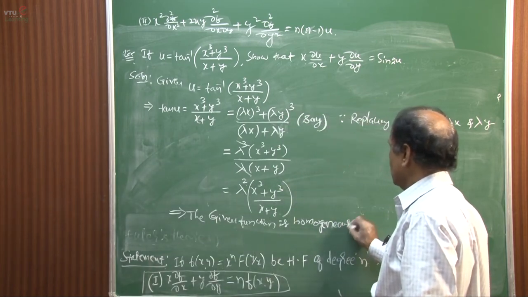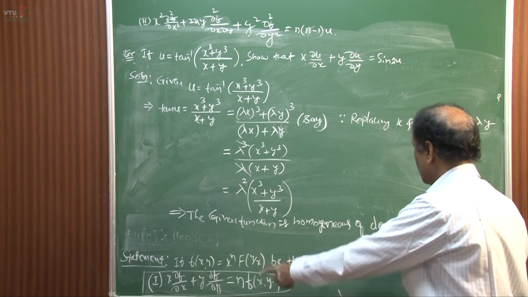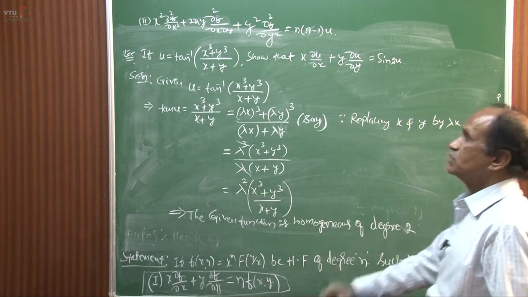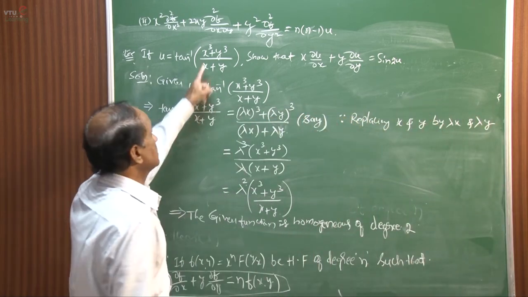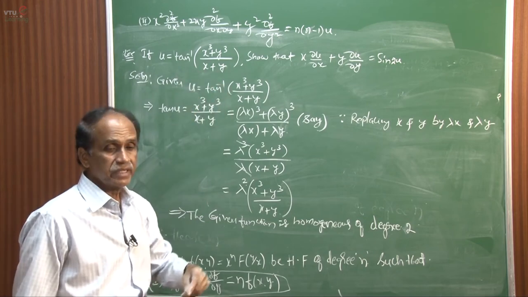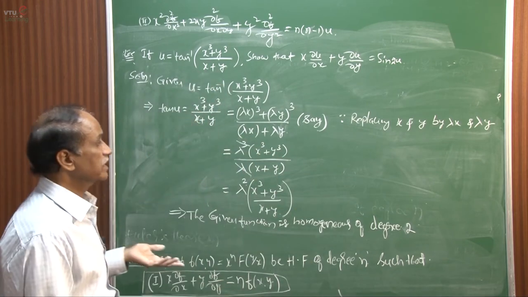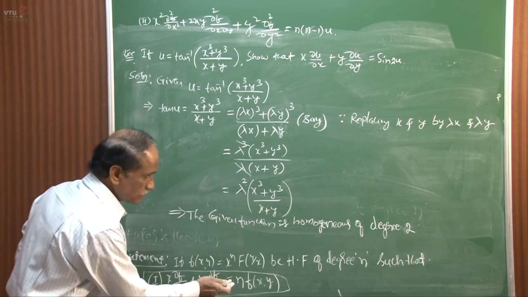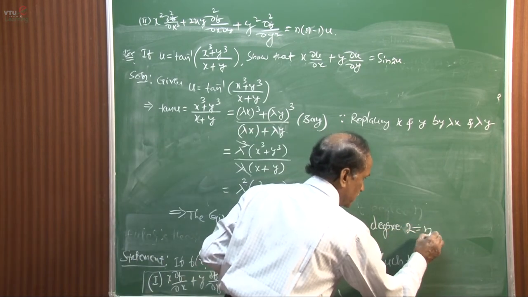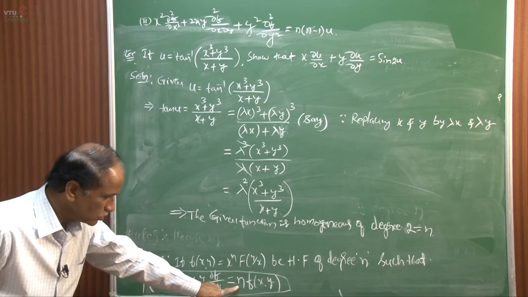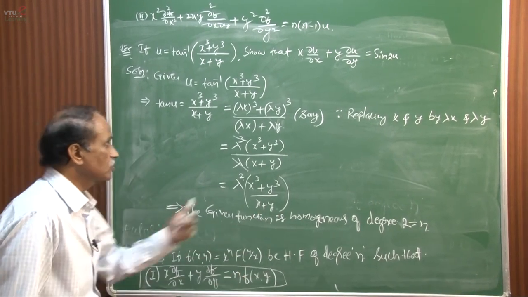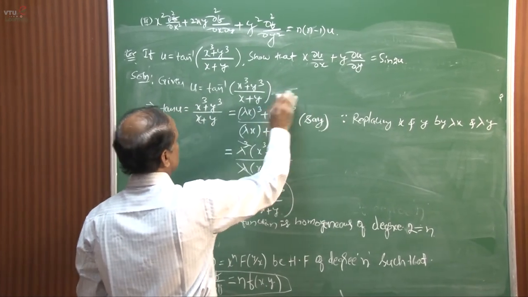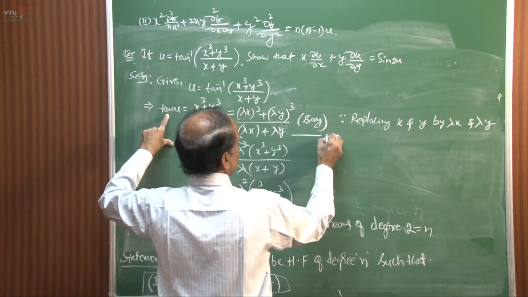The given function is homogeneous of degree, whatever this power is, that is to be written, that is degree 2. This is homogeneous of degree 2, because 3 is common in the numerator, 1 is common in the denominator. If you shift that 1 to the numerator, then 3 minus 1, obviously that becomes 2. So, homogeneous of degree 2 means that degree 2 is equal to n. Here I can substitute n equal to 2 in the summation of these two derivatives. This one, I will name it as equation 1.